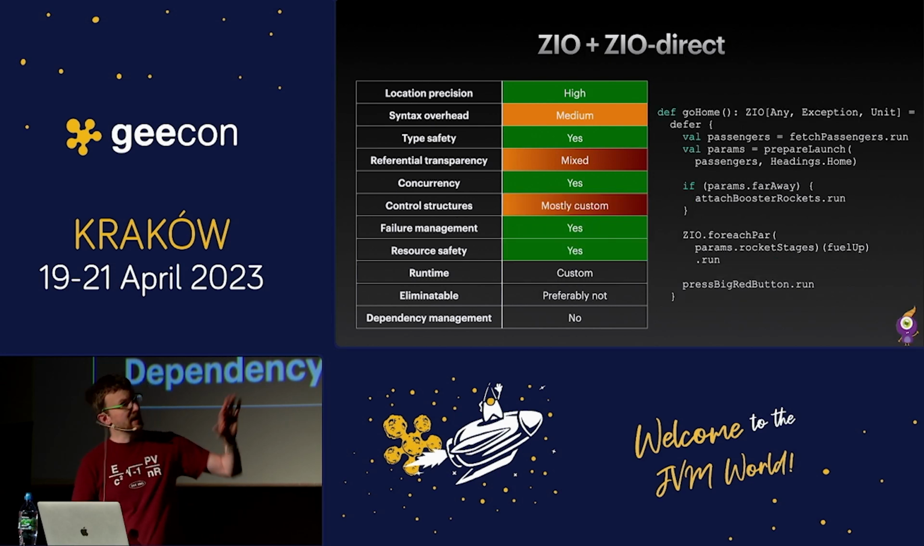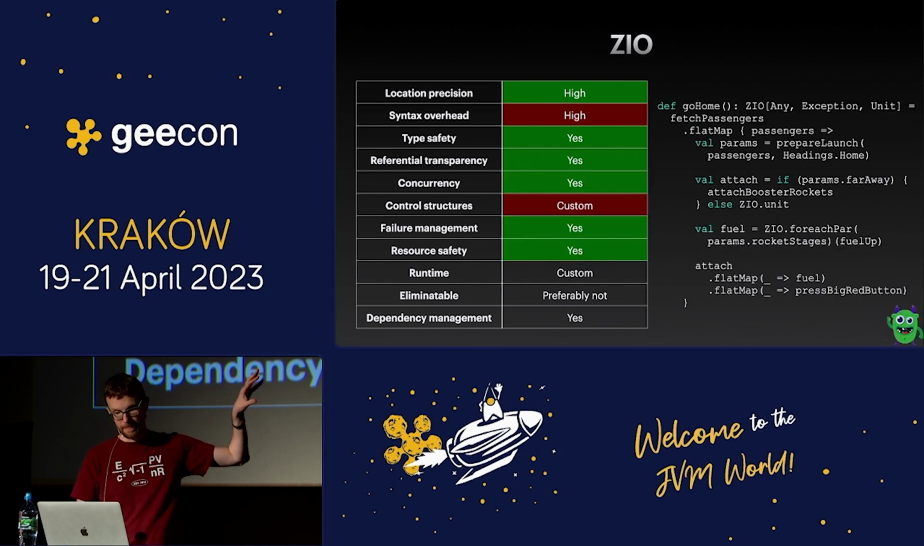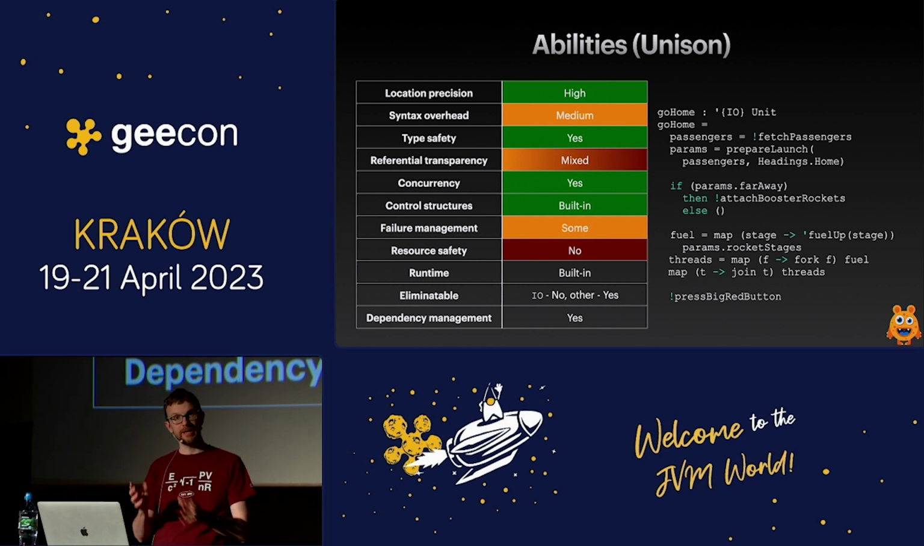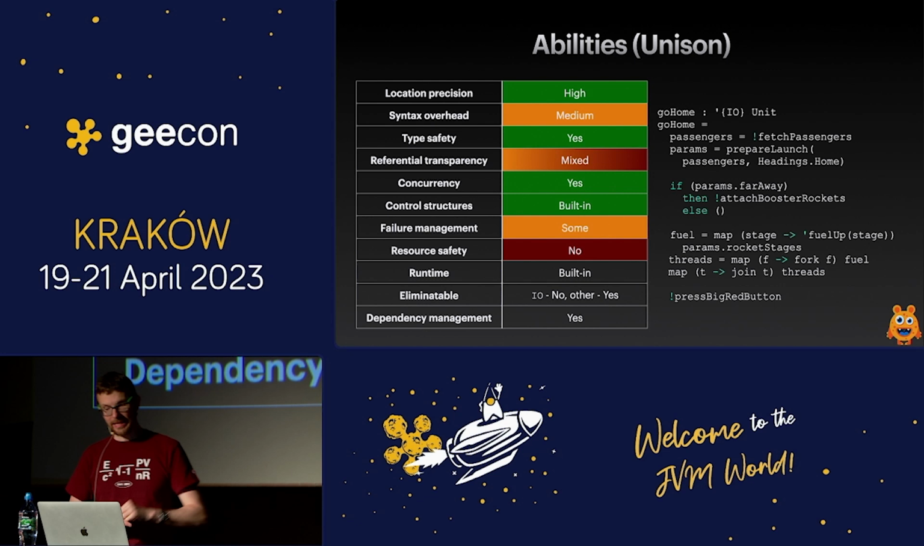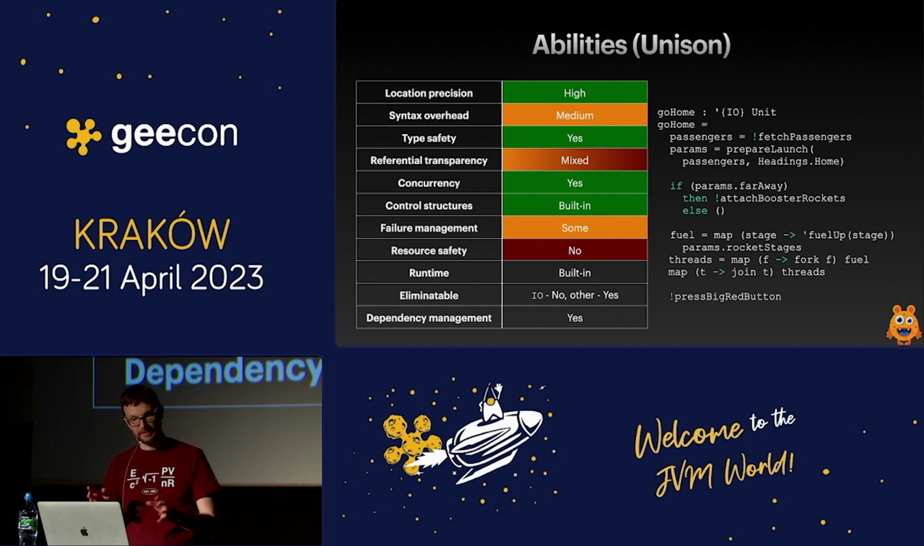So in Zio, everything is lazy by default, right? In the future, everything is eager by default. And in Unison, we have a mix. We have eagerly evaluated normal code, and we have lazily evaluated effectful code. But we have to manage this laziness by hand a bit, however the compiler guides us.